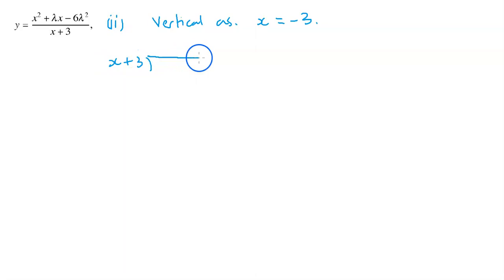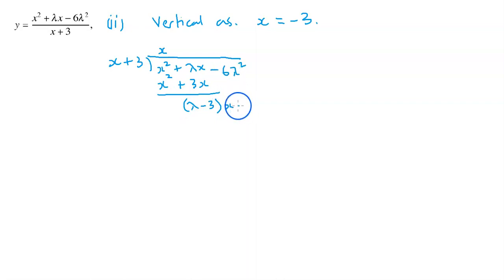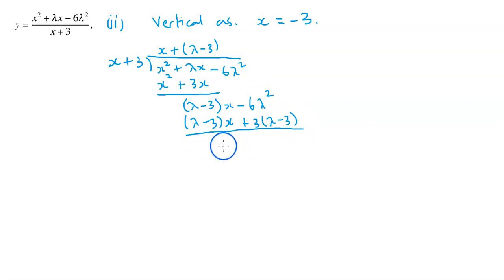So x plus 3 into x squared plus lambda x minus 6 lambda squared. We multiply by x, that gives us x squared plus 3x. And then we do our subtraction, lambda minus 3, lots of x. And then we still have minus 6 lambda squared over here. And to get the lambda minus 3 x, we need to multiply by lambda minus 3. That gives us lambda minus 3 x, plus 3 times lambda minus 3. And then we can do our subtraction to get minus 6 lambda squared minus 3 times lambda minus 3 as our remainder term. But in particular, this is going to be our oblique asymptote.